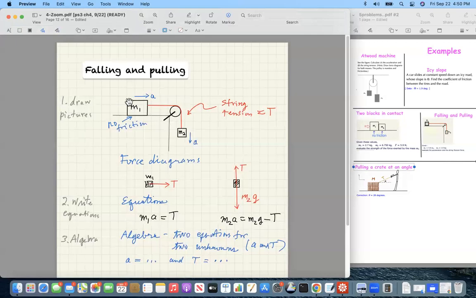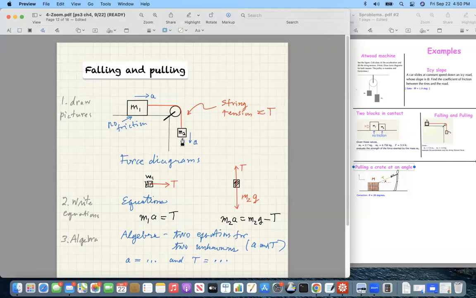Here's a problem which is on the assignment called falling and pulling. You have a block on a table. There's a pulley. There's a block connected to the first block by a cord or a rope. The second block will accelerate downward. The first block will accelerate to the right. The two acceleration magnitudes will be equal because they're tied together.